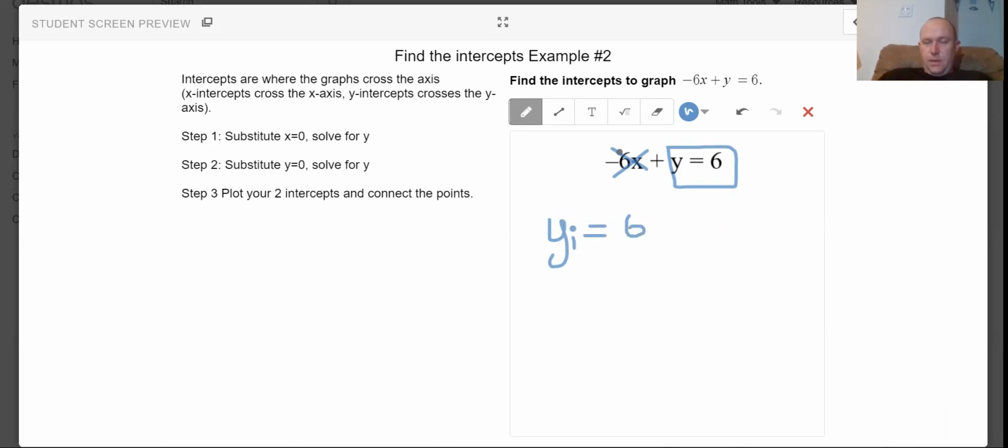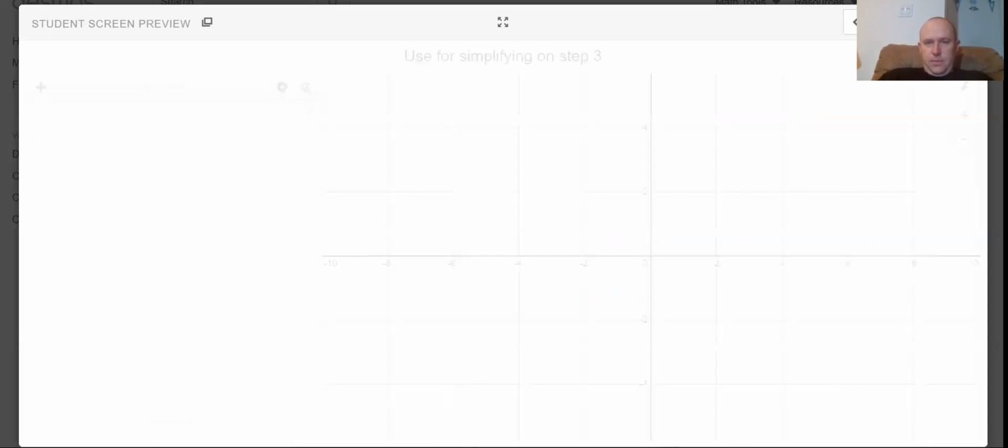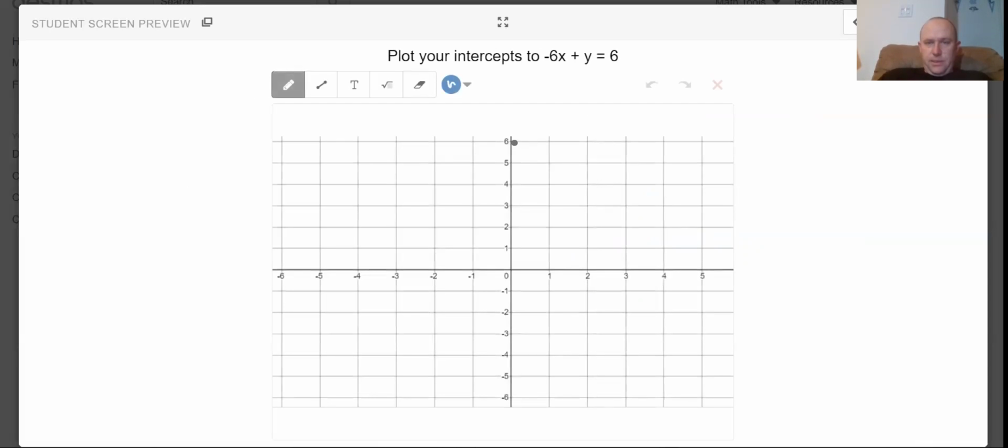Y-intercept is 6. If I then do the reverse and set y equal to 0, I get -6x equals 6, which might not be so easy to solve. So we'll just divide both sides by -6. And then check on your Desmos calculator what 6 divided by -6 is. And it should be -1. And hopefully this time there will be enough room for me to actually plot this. So we had 6, we had -1, and then I can just join them up.